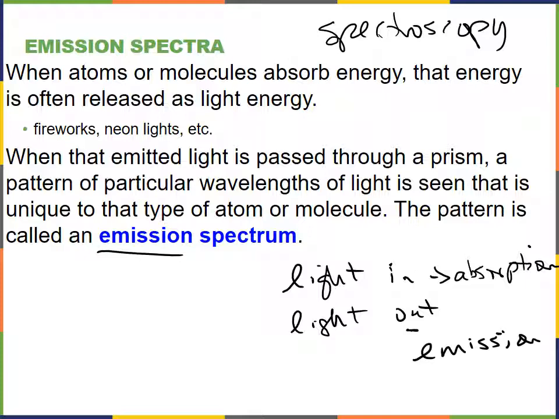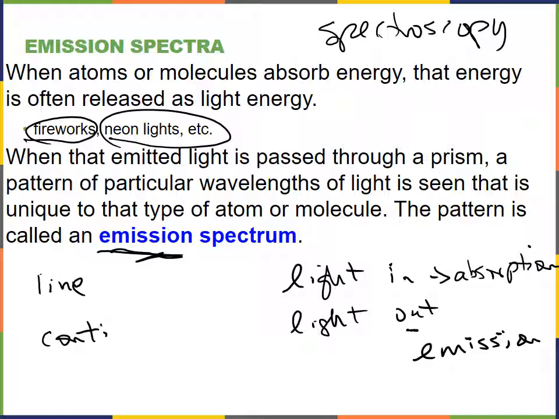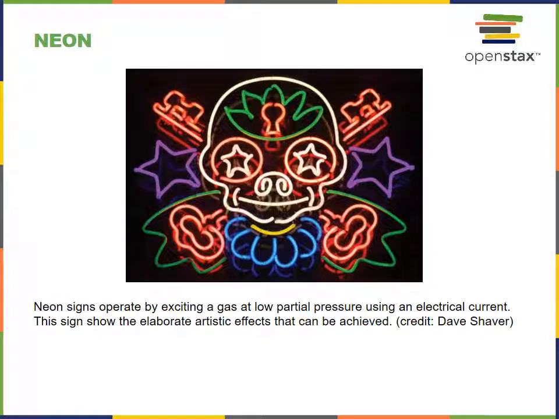Now, absorption would be X-ray. Emission would be, for example, what you would see from neon lights, or fireworks are great examples of emission spectrums. Now, we've got two options on these. We have either line or we have continuous. And we're going to consider both of those.